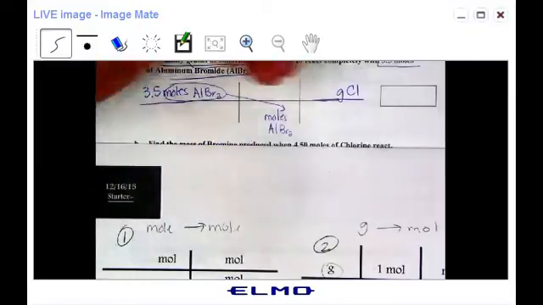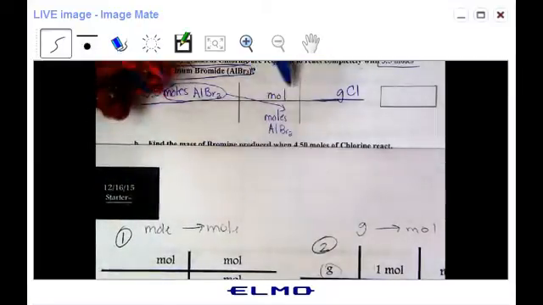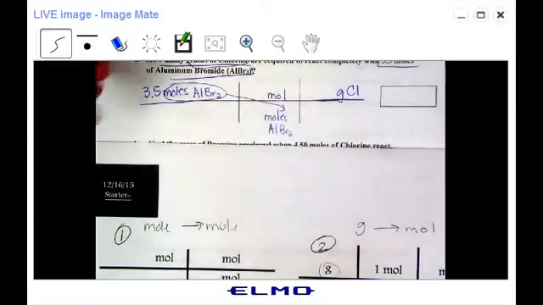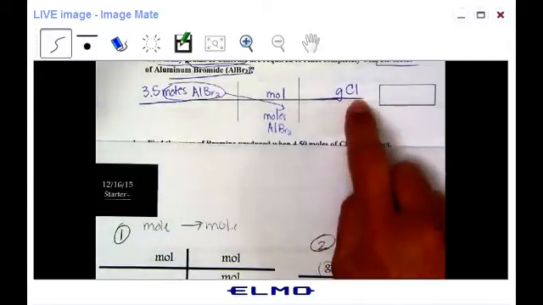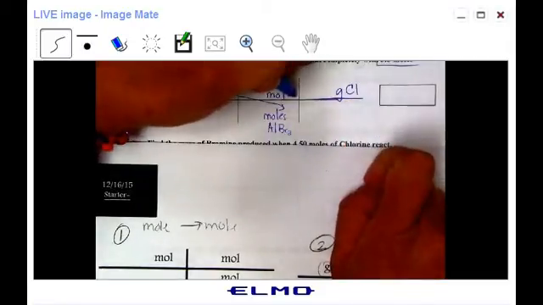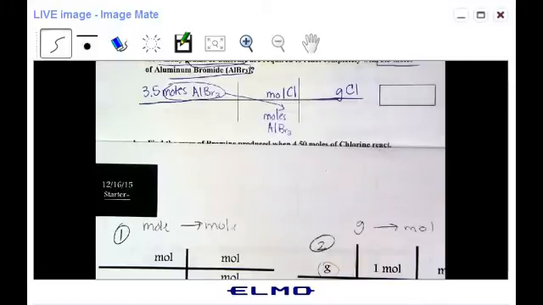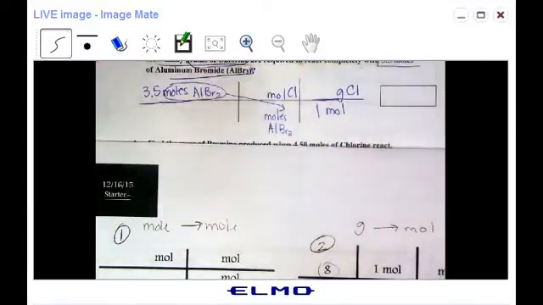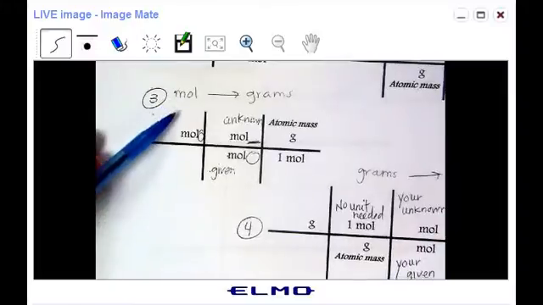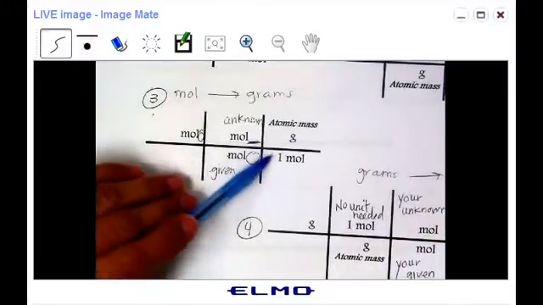And what goes on the top is a mole, but it's the mole of the unknown. When I say unknown, it's the mole of what you're looking for, and you can always just look in your top right-hand box, because this is what we want. This is our unknown. This is what we're looking for. So that's what goes there. And then 1 mole will go here. How do I know 1 mole goes there? I look at this chart, moles to grams, and it tells me 1 mole goes there.